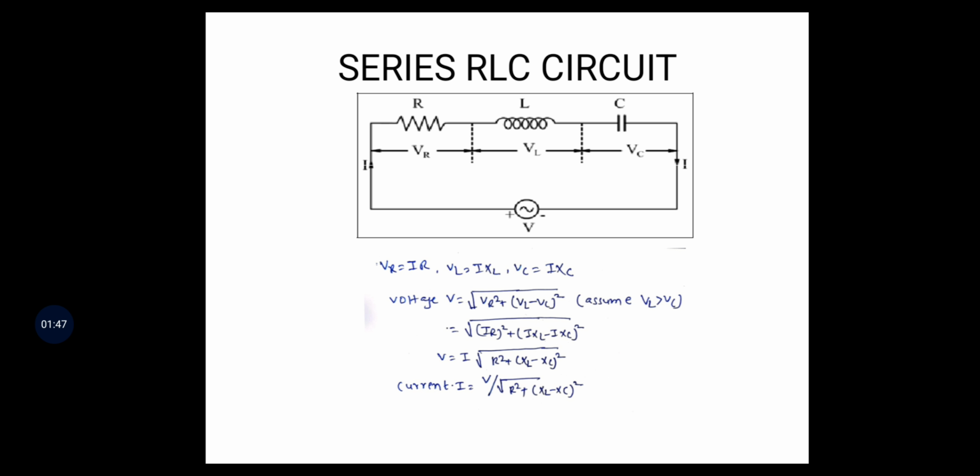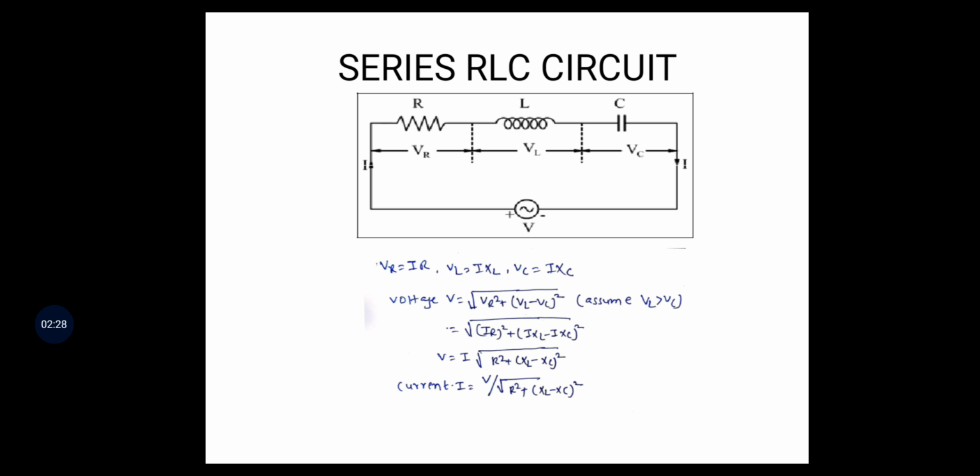So in this series RLC circuit, the RLC components are in series. That means one end of an element is connected to the starting end of another element. So here R, L, C are in series with the applied voltage. We know that here voltage and current are RMS values, because these are alternating quantities, so we take the values in RMS.